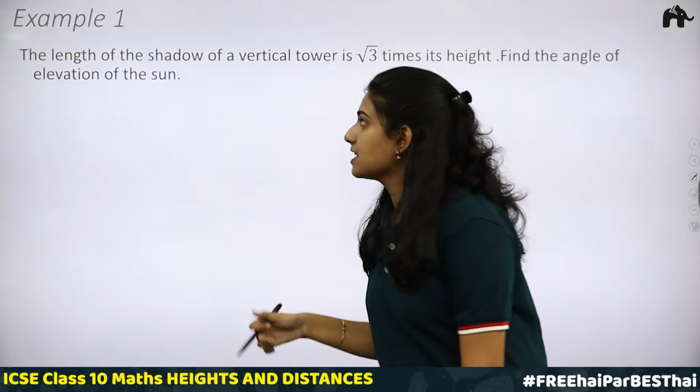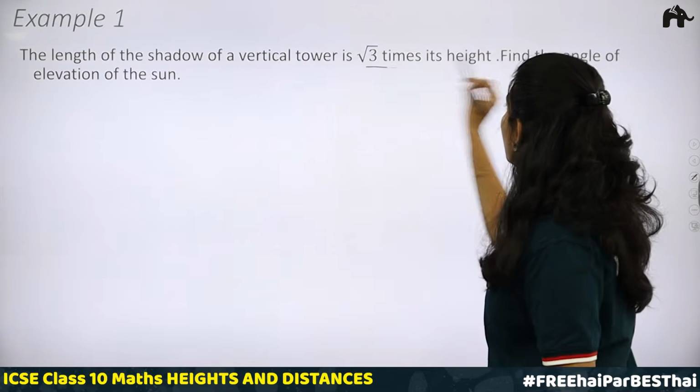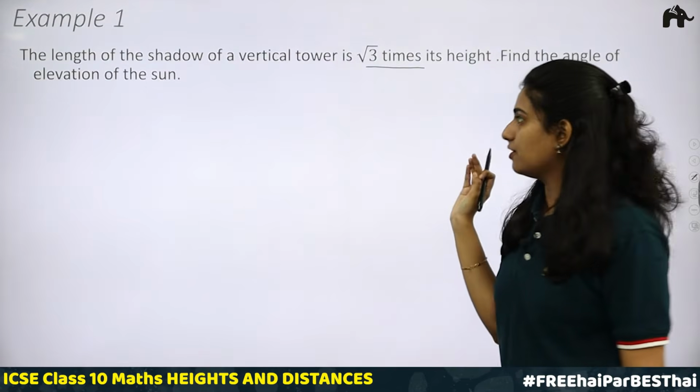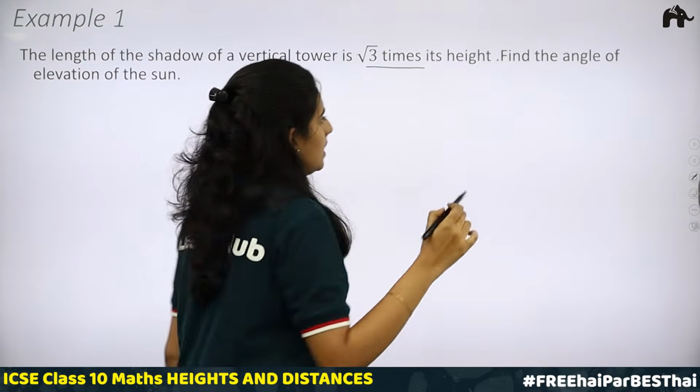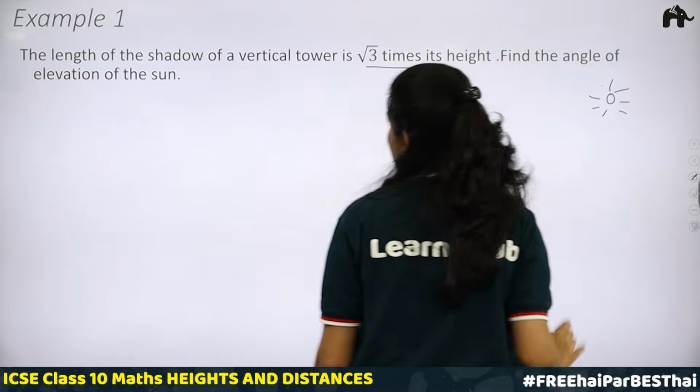Here we have the first example. The length of the shadow of a vertical tower is √3 times its height. Find the angle of elevation of the sun. Okay? Here we have the sun at some position.